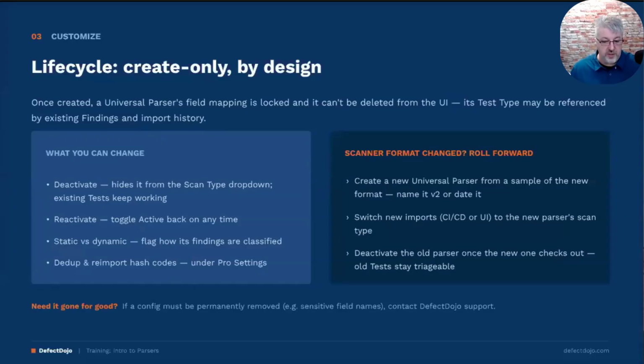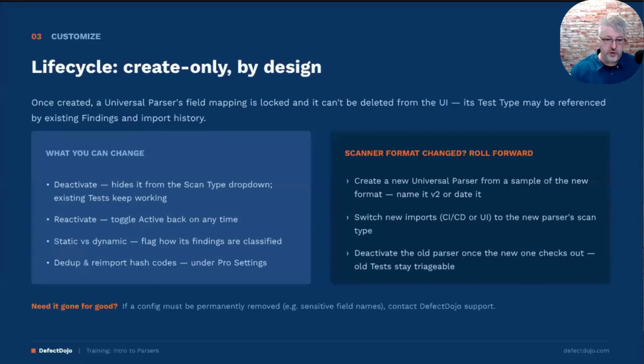And when you deactivate it, what that does is it hides it from all the places. It just keeps it buried in the database and you don't see it anymore. The reason we did that is, like we said, for data integrity. If there are any findings that are mapped to that scan type and you delete it, then suddenly you have broken references basically inside of DefectDojo. You can also select if they're static or dynamic.